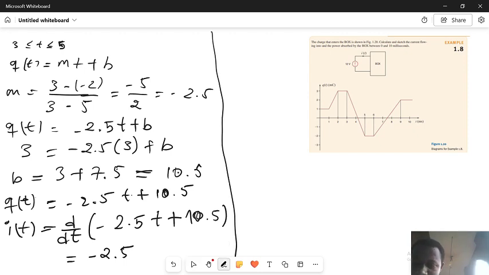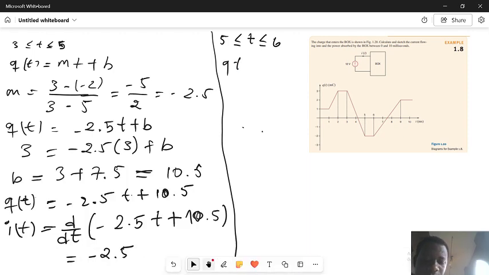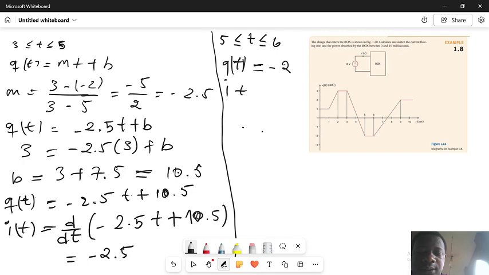Now if I come from 5 to 6, when time is going from 5 to 6, the value of the charge is what? It is constant. q(t) is constant, which is equal to minus 2. And we saw previously that when the charge is constant, the derivative of a constant is 0. So the current is going to give me 0.